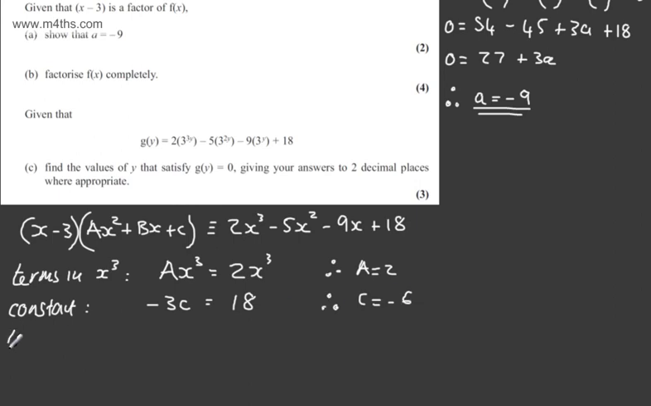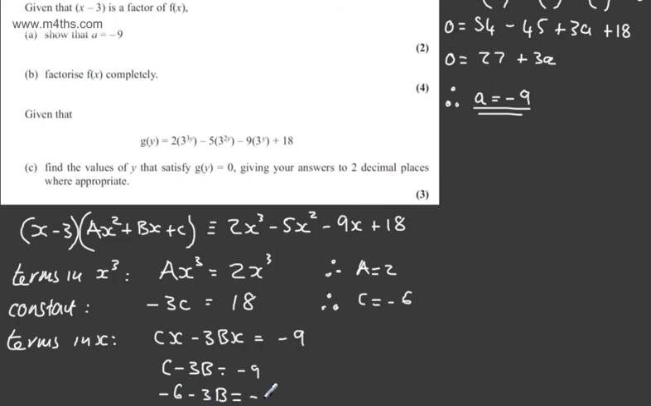I'm now going to look at terms in x to find b. So terms in x, on the left hand side we're going to have cx − 3bx, and on the right hand side we're going to have −9. So we can say that c − 3b is equal to −9. We know that c is −6, so −6 − 3b is equal to −9. Adding 6 and dividing by −3, we can see that b will be equal to 1.